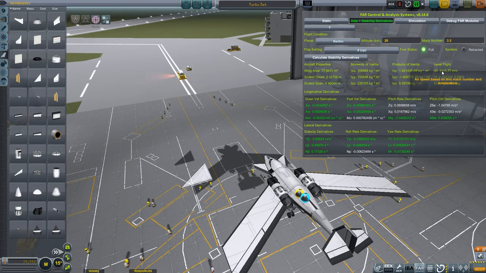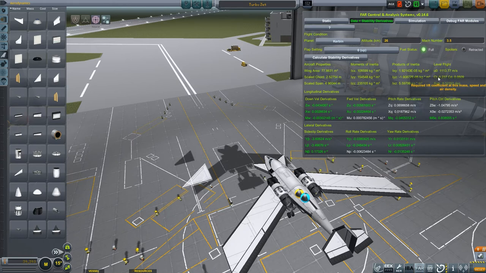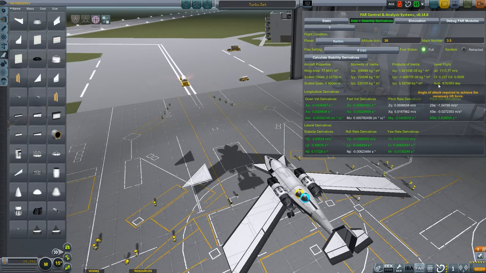U0 is the velocity. So basically, it converts the Mach number into meters per second. Can be useful if you haven't memorized what all the Mach numbers are on various planets. Your CL and CD are your drag and lift coefficients, CD being drag, and CL being lift. AOA is the angle of attack, how much pitched up you must be to maintain level flight. Very, very, very important.